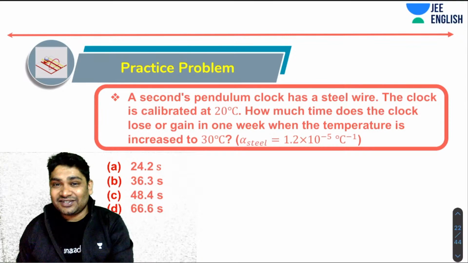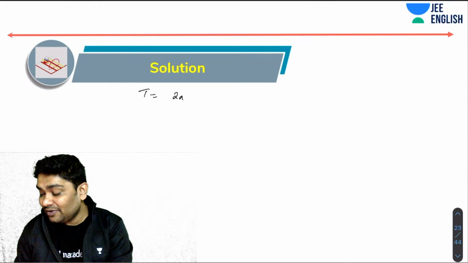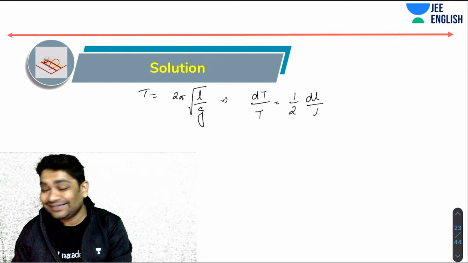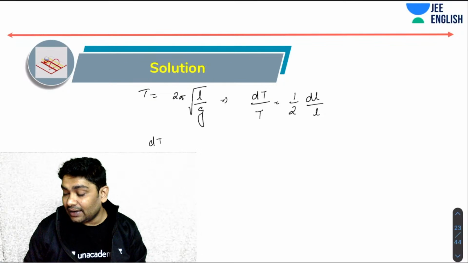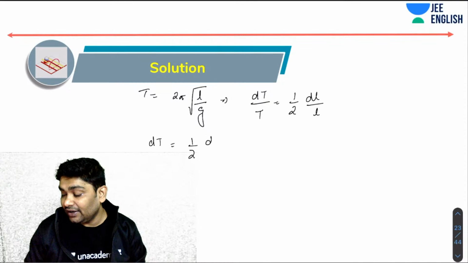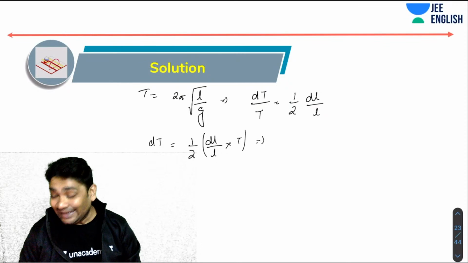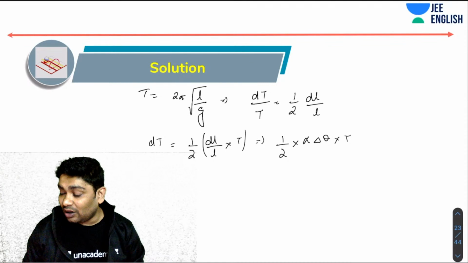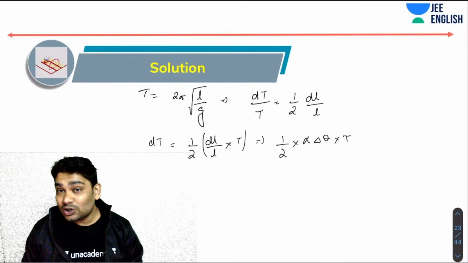So let's go over the solution. This is very, very simple. I hope you remember the time period of a pendulum is 2 pi root L over g, right? So here you can say dT over T, the error, would be equal to 1 by 2 dL over L. So dT, that is the time that something is losing or gaining, would be half dL by L into T. Now all I need to do is substitute the values. dL by L is alpha delta theta. And for how much time do we have to find the error? We have to find the gain and loss in 1 week. So let's substitute those values.